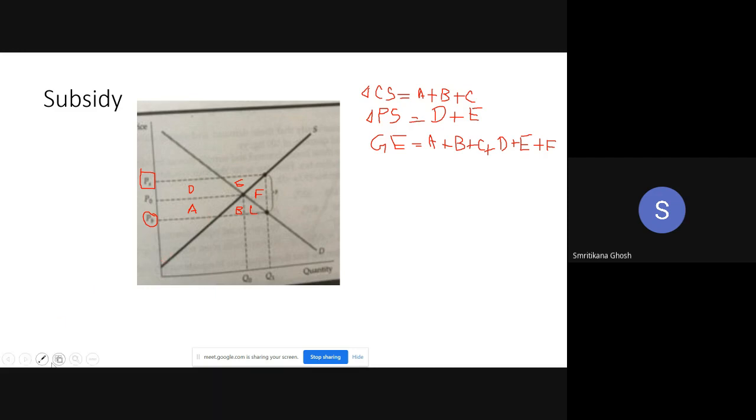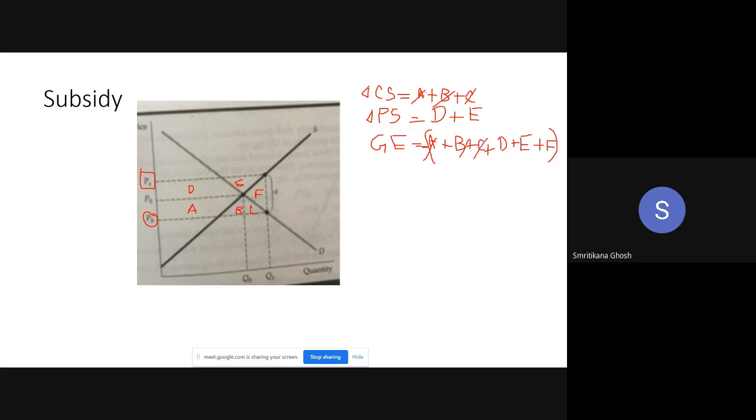Now, out of these, let me write it again. As it is the expenditure, there should be a minus sign. This is given, so minus. So minus A, minus B, minus C, minus D, minus E, and minus F. Now that A is received by the consumer, which is actually given by the government. Okay, so A is cancelled out. B and C, these are also received by the consumer and it is given by the government.